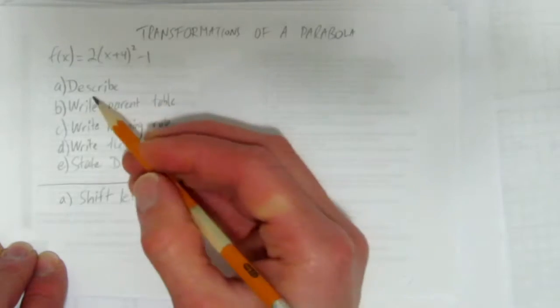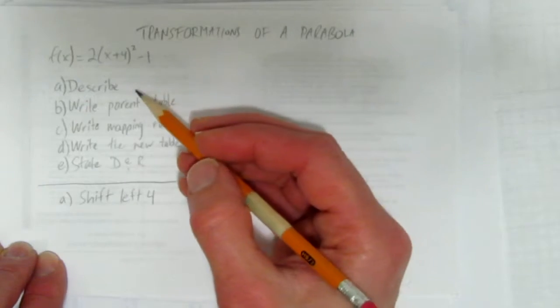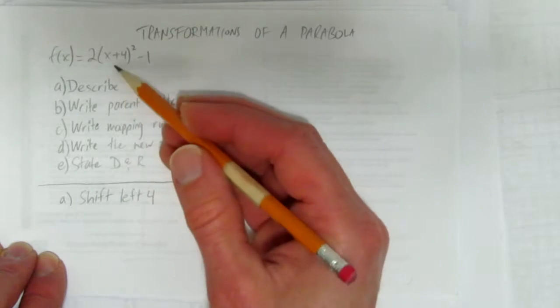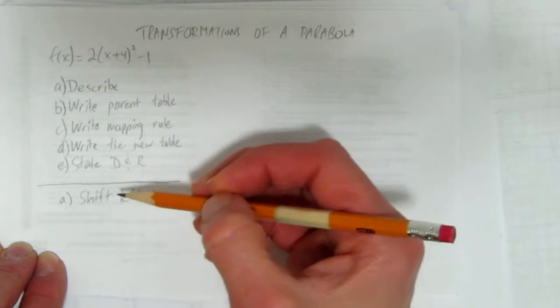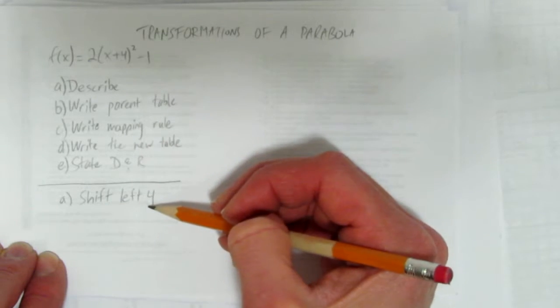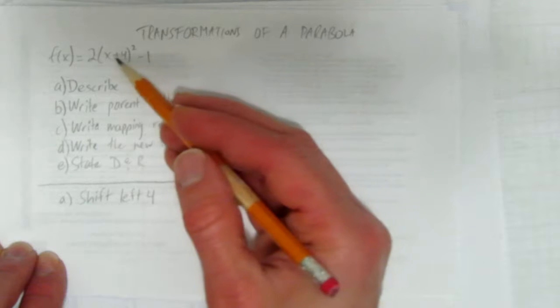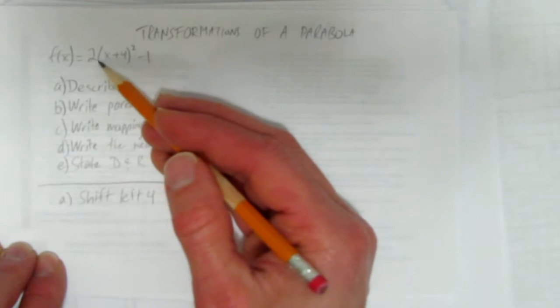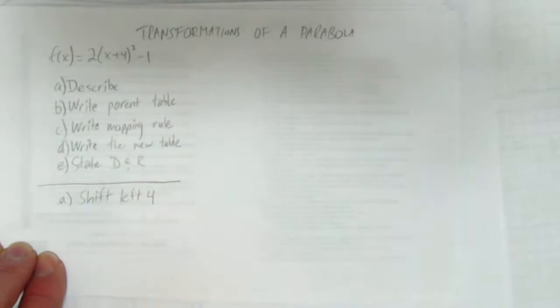And notice when I'm describing transformations, always 3 words. The type, this is a shift. The direction, it's going left, because the opposite of plus is minus, so go left. And the number, 4. Type, direction, number. So start with shift left 4. That's the first thing, it's in the brackets. Next thing is do the timesing. You do timesing before you subtract.